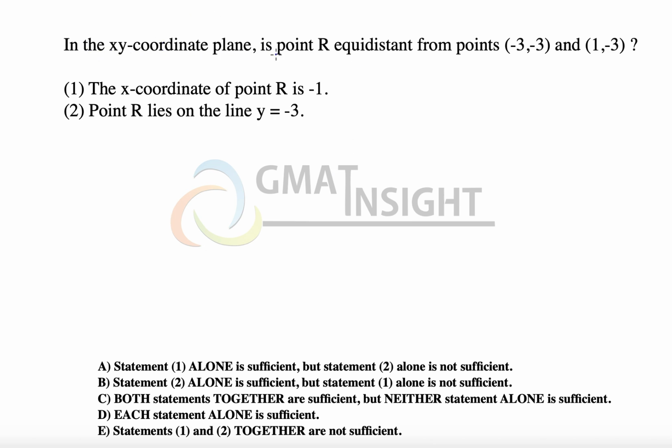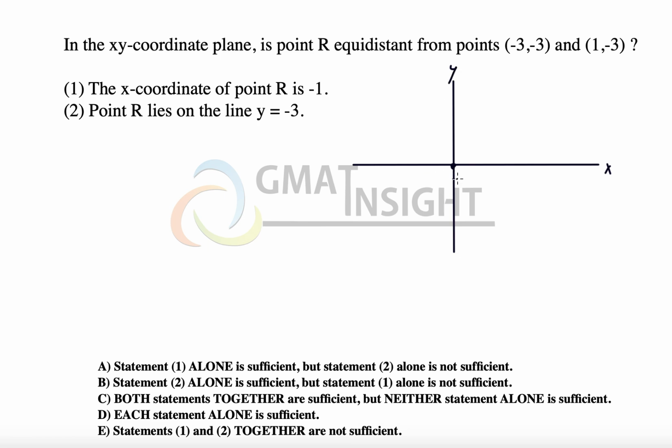In the xy coordinate plane, is point R equidistant from point (-3, -3) and (1, -3)? So the first step in any question of coordinate geometry is to draw the figure. So I'm quickly drawing the xy plane here, where the lines that I've drawn are representing the x-axis and y-axis.